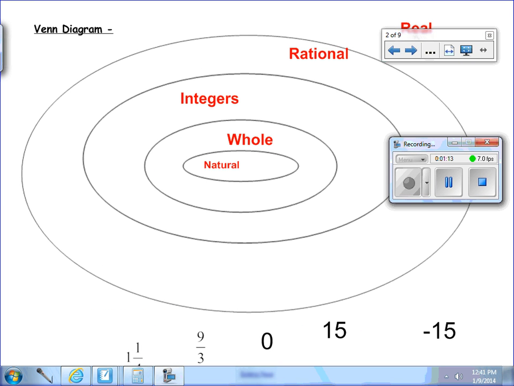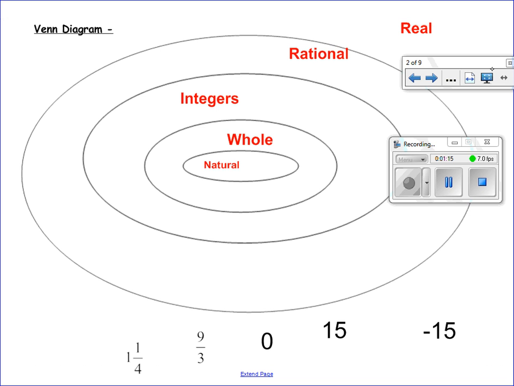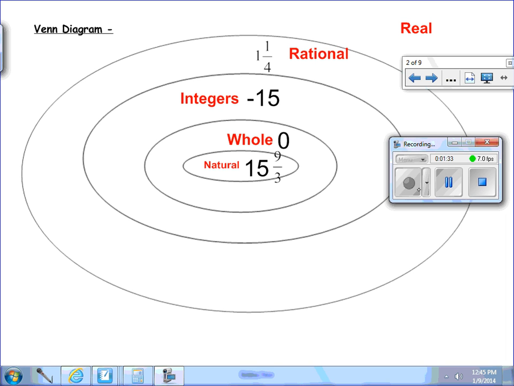And then it is also a number that can be written as a quotient of two integers. So now we have the different subsets shown in a Venn diagram. You'll notice the smallest subset is natural. Then you have whole, then you have integers, rational, and real. All numbers are real numbers. No matter what, they are real numbers. So you'll notice we have indicated each of these numbers in a subset.